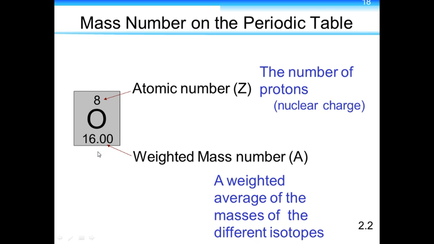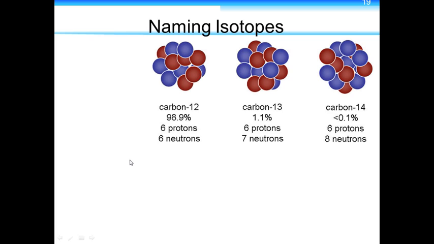This weighted mass number is an average of the masses of the different isotopes. And I'll talk about more what that means right now. Let's look at carbon. So carbon-12, it has 6 protons. Carbon-13, well, we're talking about carbon, so it also has 6 protons. Carbon-14, still carbon, so it still must have 6 protons. But look what differs between the isotopes. It's the mass number, A, and the number of neutrons. You see that the number of neutrons varies.